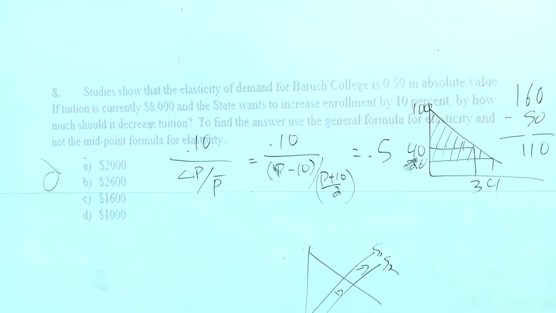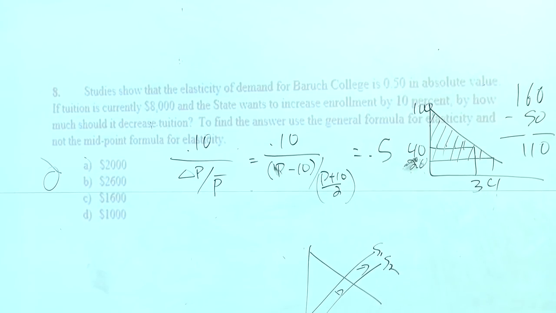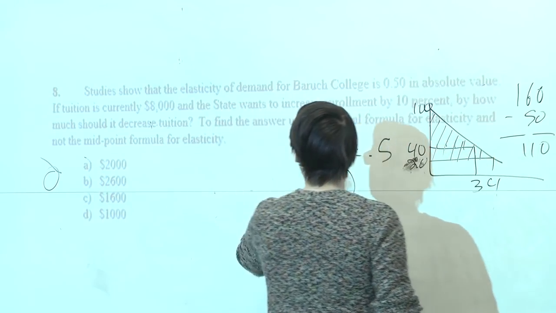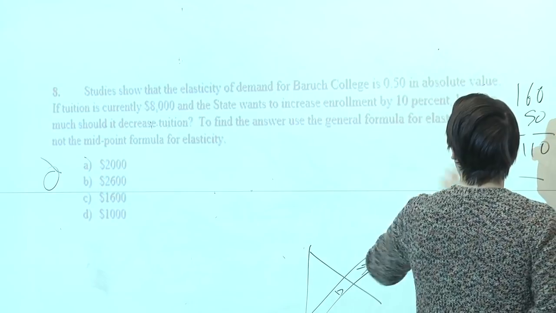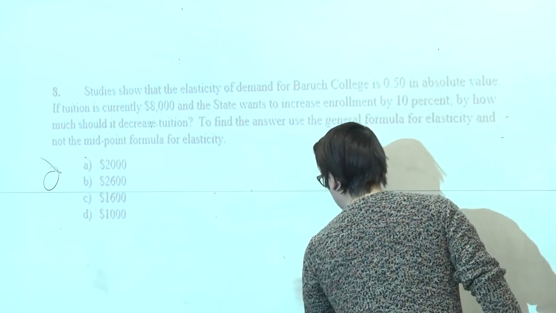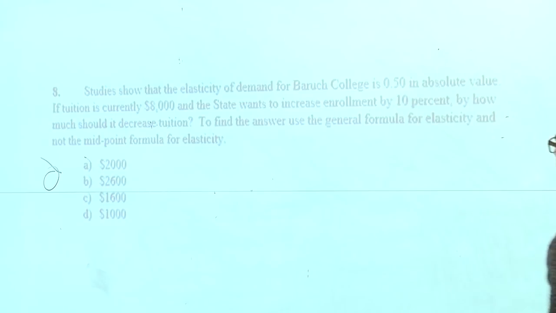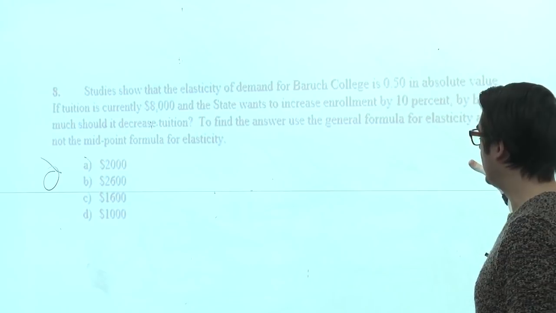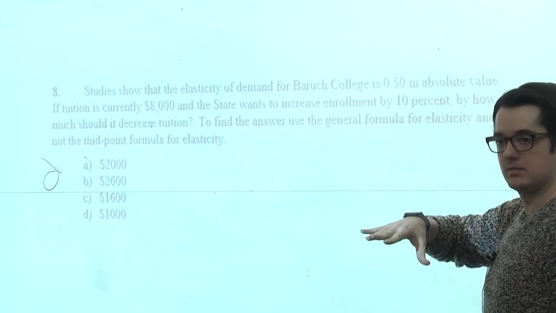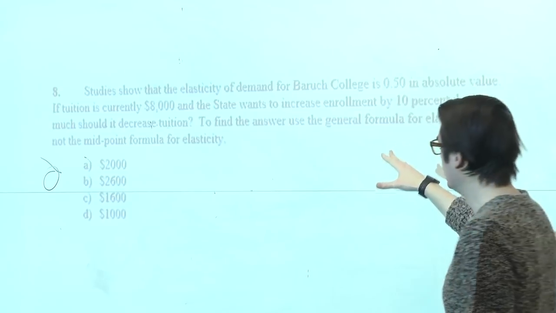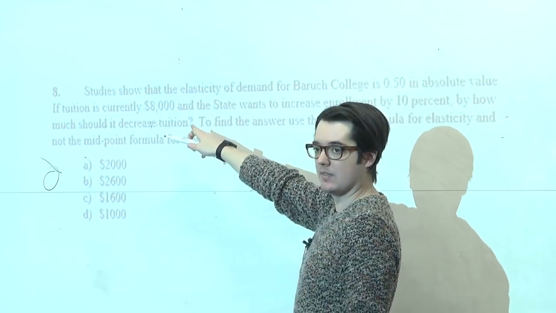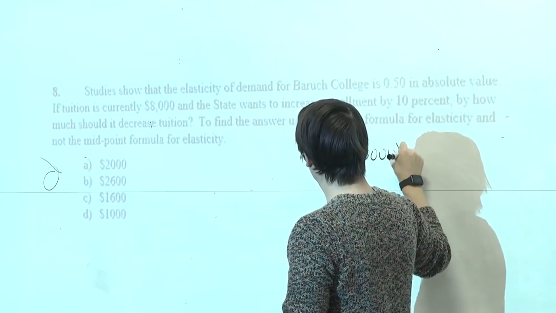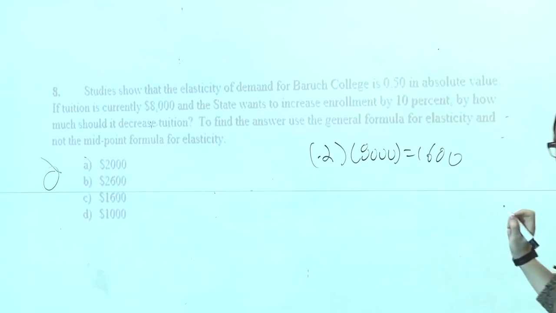Okay. So this is a similar question here. We're given the same framework where we have an elasticity of 0.5 and we want to increase enrollment by 10%. So we want to change price by 20%, for the same reason as number 1. So a 20% decrease of 8,000 is 1,600.